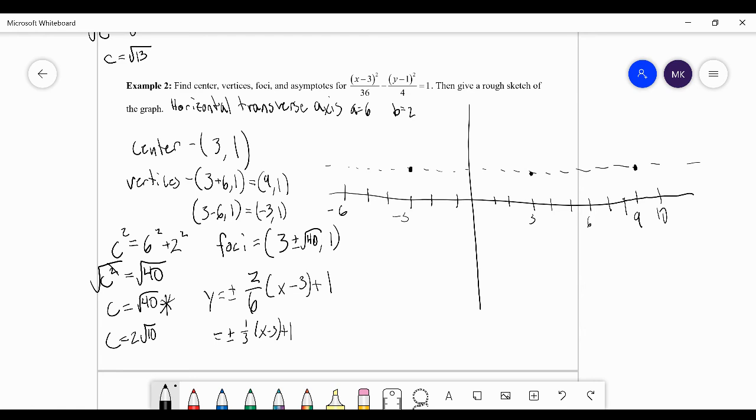And then from there, our foci. Now if you want to, again, get that approximation for the square root of 40, we get 6.32. So I'm going to have one focus at 3 plus that, which gives me a little over 9. The other one gives me a little below 9. Okay. And so we're just kind of going like this. I'm not getting too crazy with it.